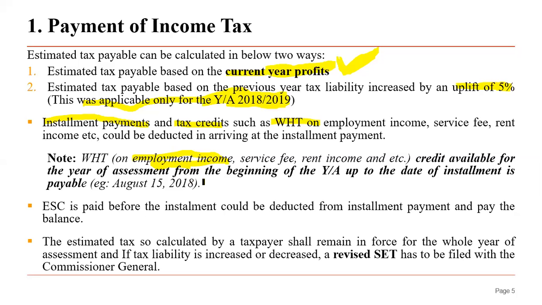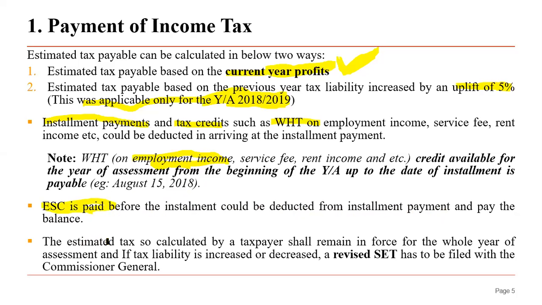Even the salary, interest, rent, everything, they make that as optional. Then if you opt for that option, you might have a withholding tax on the January to March quarter. If not, you have withholding tax for only the 3 quarters. So keep in mind that the ESC is paid before the installment, and it could be deducted from the installment payment, and you pay the balance. The ESC you can also take as a credit when you are making the installment payment.